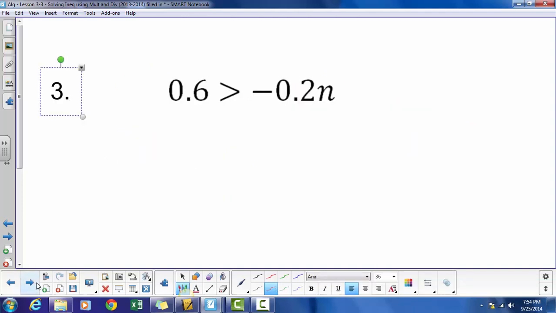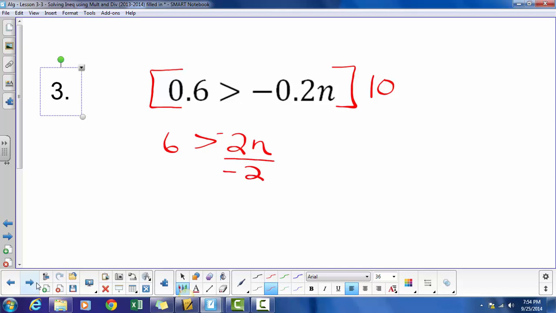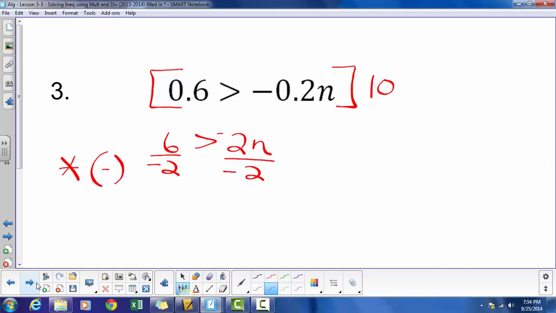Okay? Let's do another example. Here I have 0.6 is greater than negative 0.2n. Well, the first thing that I could do is get rid of all of the decimals by multiplying every term by 10. So really I have 6 is greater than negative 2n. Divide both sides by a negative 2. Whoops. Dividing by a negative, so I need to flip the inequality. Negative 3 is less than n.